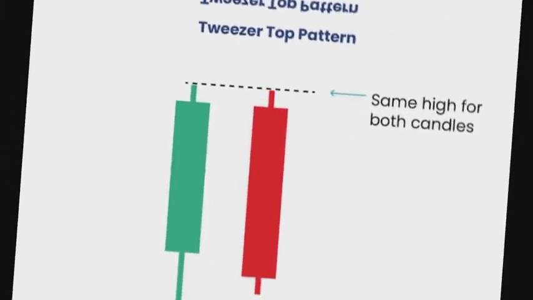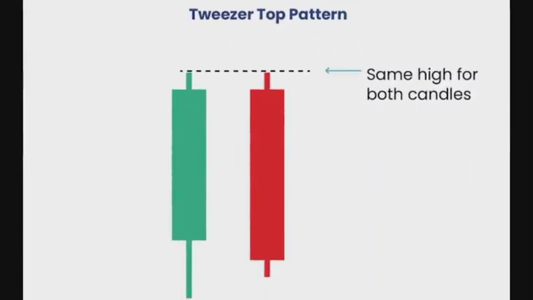The first candle reflects strong buying pressure. The second candle opens higher or at the same level, but sellers enter the market aggressively, pushing prices down. This suggests a shift in market sentiment from bullish to bearish.